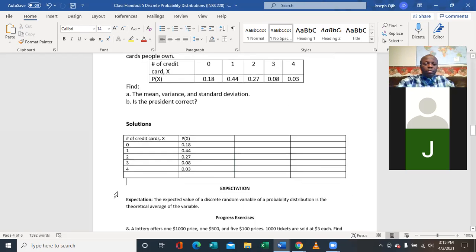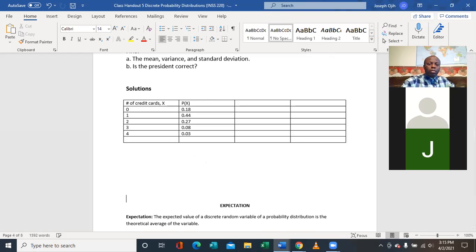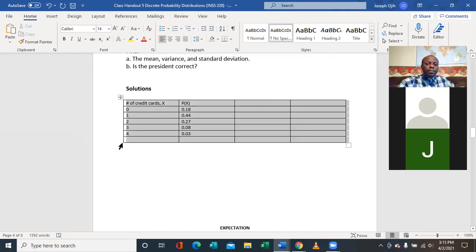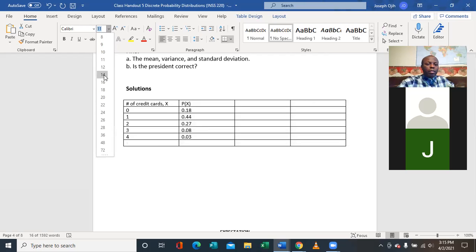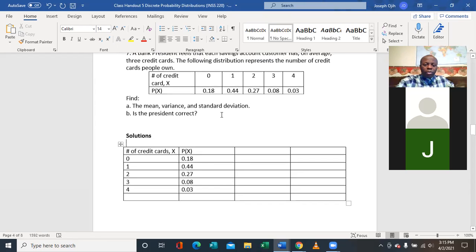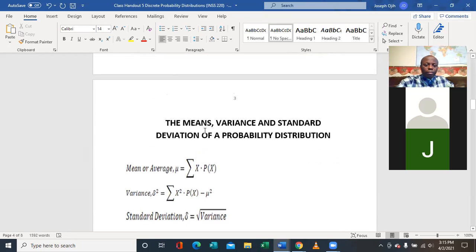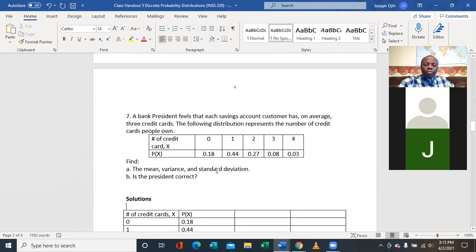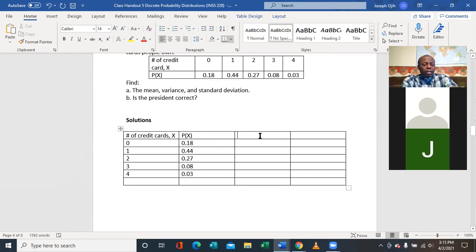Now, the next thing is to make this bigger. I'll make it bigger. Let's define what it's called, because when you look at the formulas, let me copy all the formulas here. You have the sum of x times P(x). So we need to get this part, x times P(x), which means exactly what it is: x times this P(x).